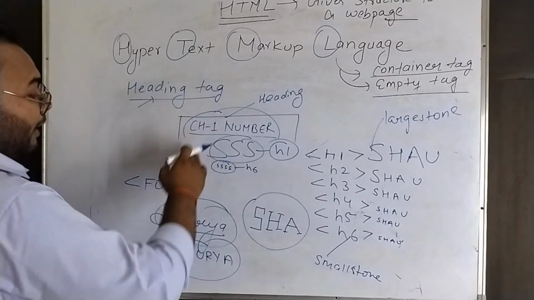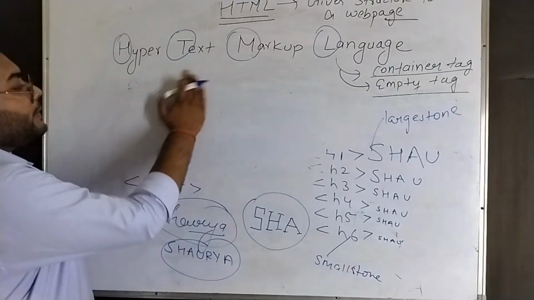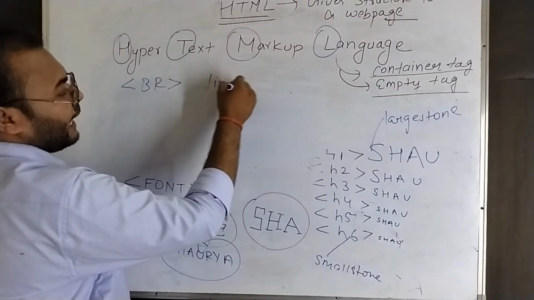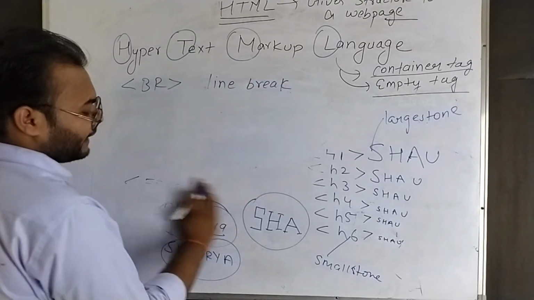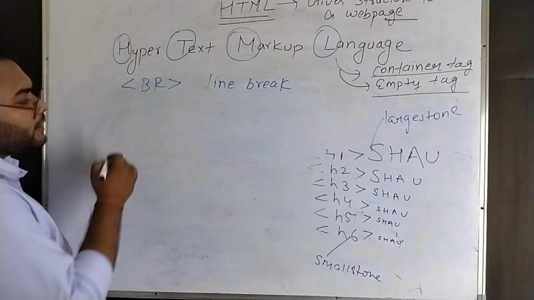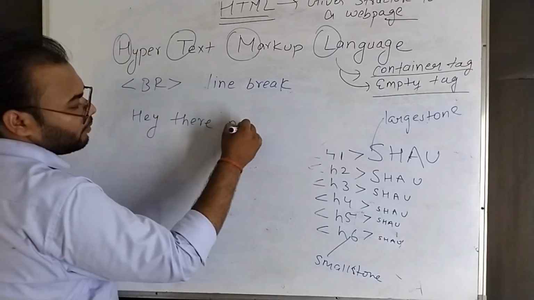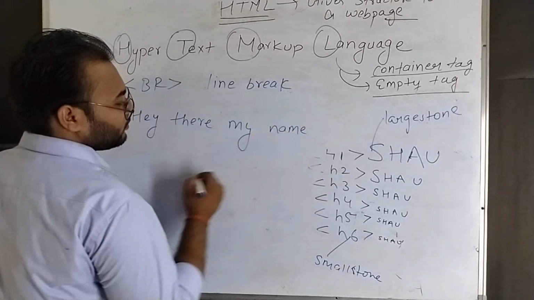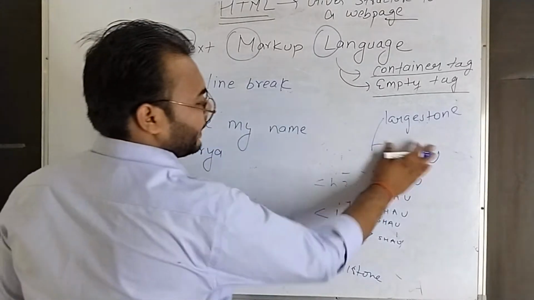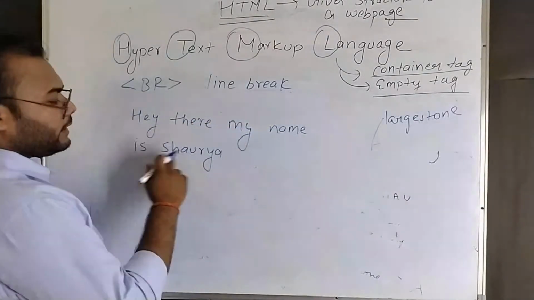Now, after this font tag, I just want to come to the last topic, that is called the BR tag, which is very important. I have already written. BR tag means line break. BR tag is what? This is called the line break. Suppose you have written something. What is the meaning of line break? Suppose I लिख रहा हूँ, hey there, my name is Shaun. Clear? Suppose I'm writing it. You can see, I'm writing something. Hey there, my name is Shaun.